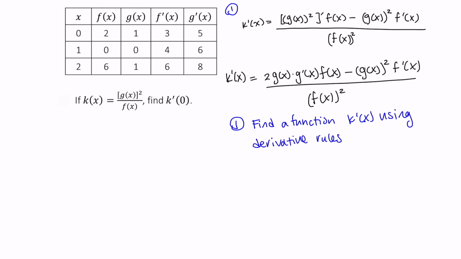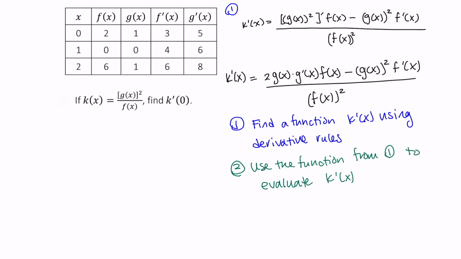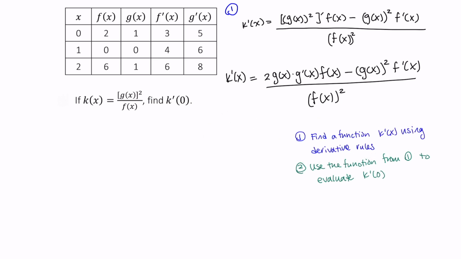Now the second step is use that function to evaluate, not at x, excuse me, evaluate the derivative at 0. And I think these instructions took up a little too much space, so I'm going to shrink them down a bit. Bear with me. There we are. So k prime of 0 is equal to 2 times g of 0 times g prime of 0 times f of 0. That's a lot here.